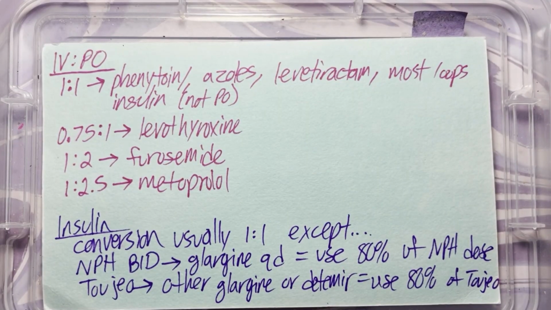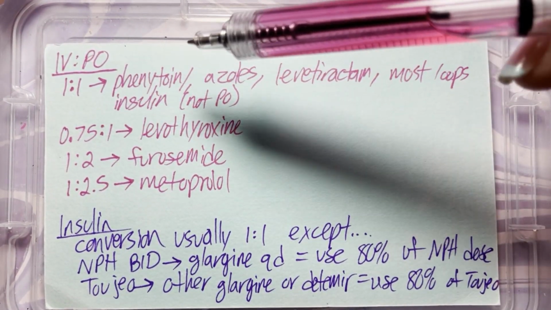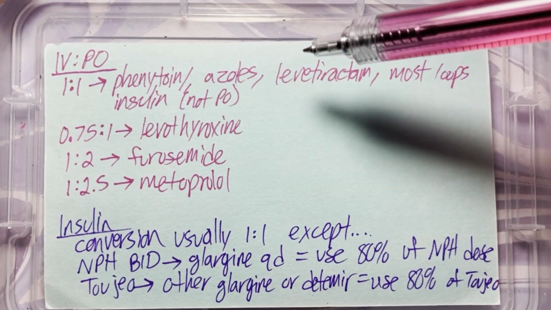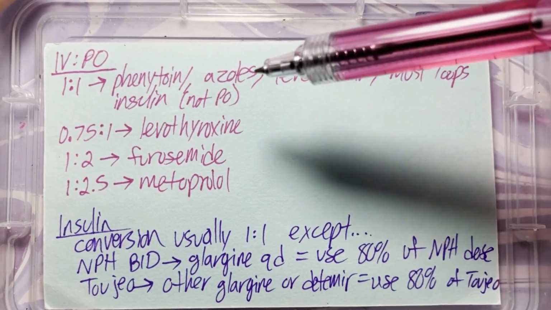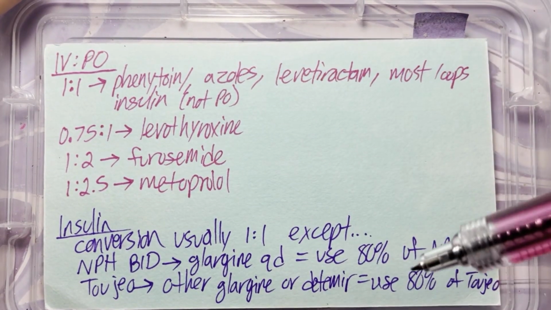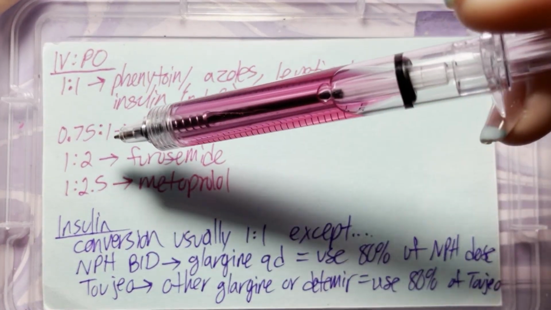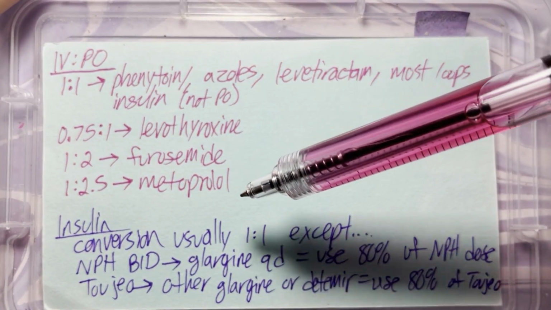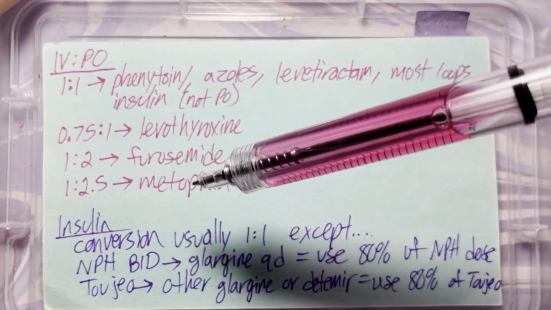Now, I also tossed IV to PO conversions on here on the back of this card. So these drugs are going to be 1-to-1: phenytoin, azoles, levetiracetam, most loop diuretics, and insulin, but not the PO insulin. Levothyroxine is 0.75 to 1. Furosemide is 1 to 2. Metoprolol is 1 to 2.5.